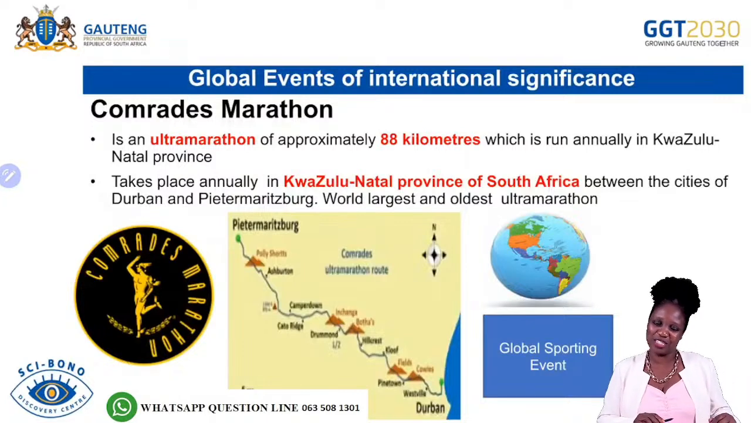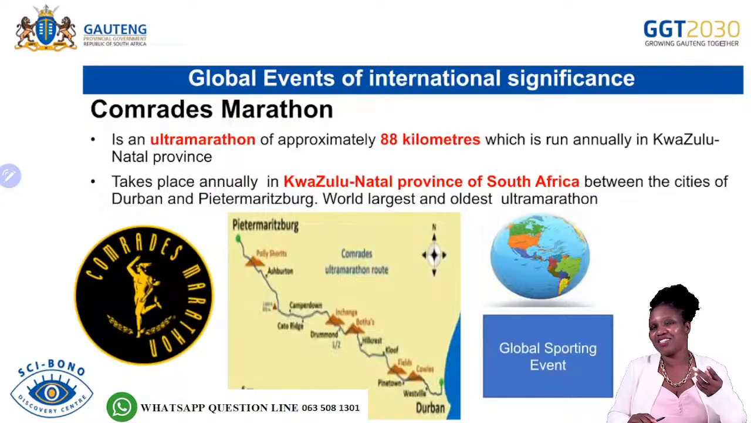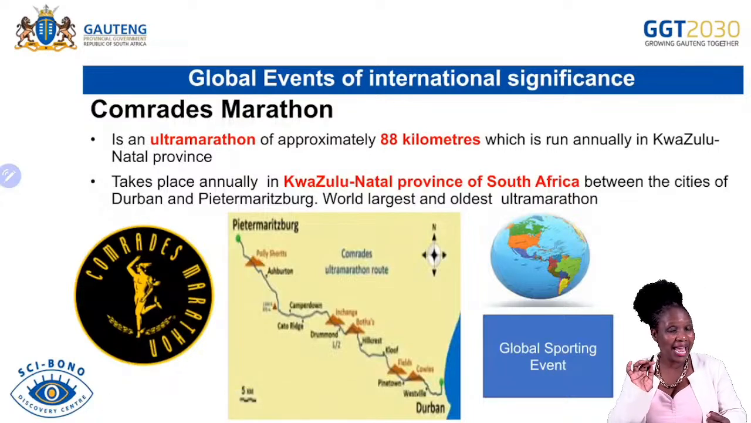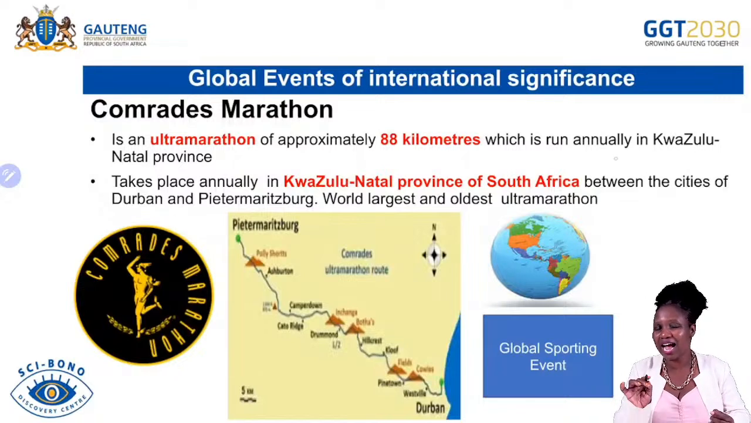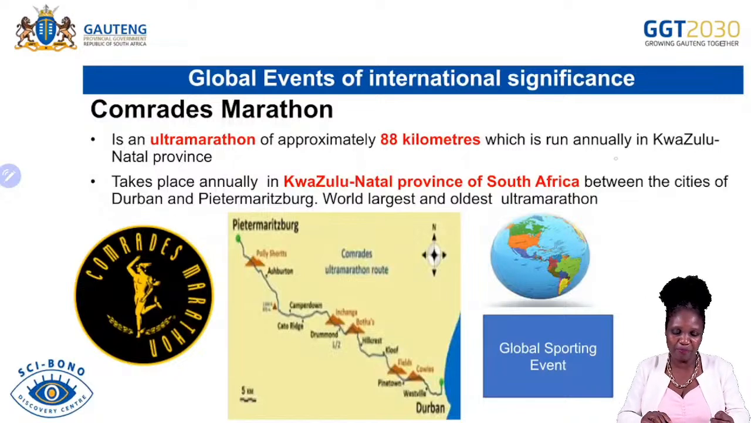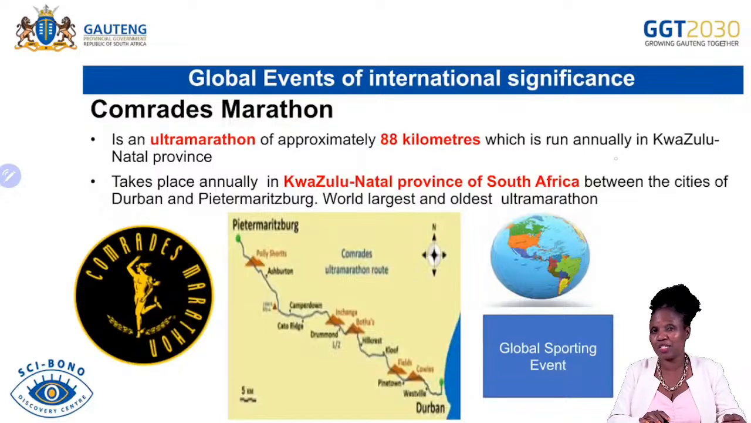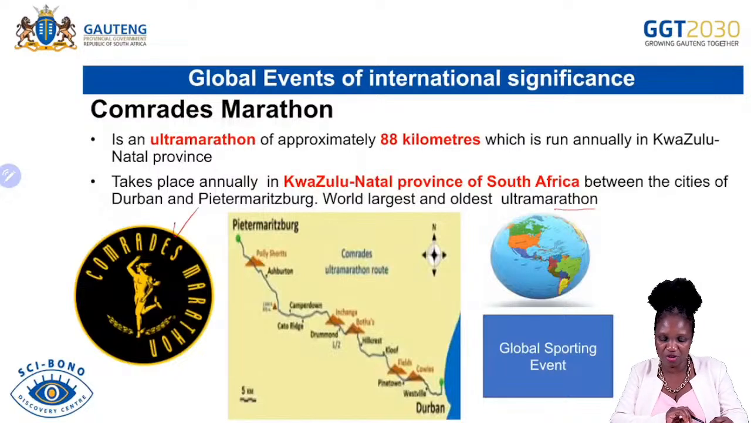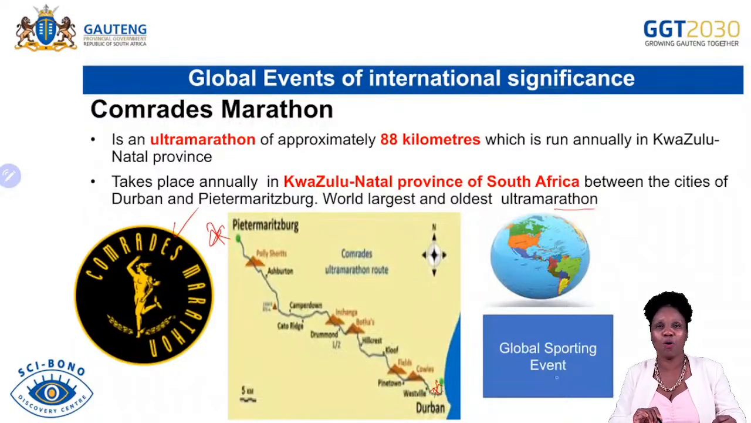And then we've got the Comrades Marathon. It is an ultra marathon of approximately 88 kilometers, which is run annually in KwaZulu-Natal province. It takes place annually in KZN, that is in South Africa, between the cities of Durban and Pietermaritzburg. That is the world's largest and oldest ultra marathon. All right, this is Comrades Marathon, and this is the route from Pietermaritzburg to Durban. This is a global sporting event.